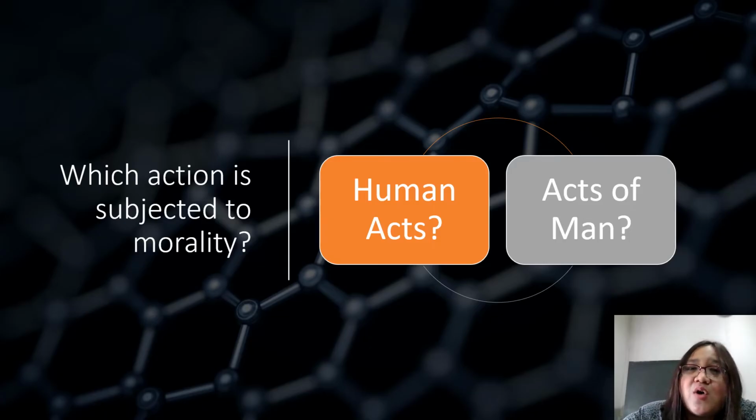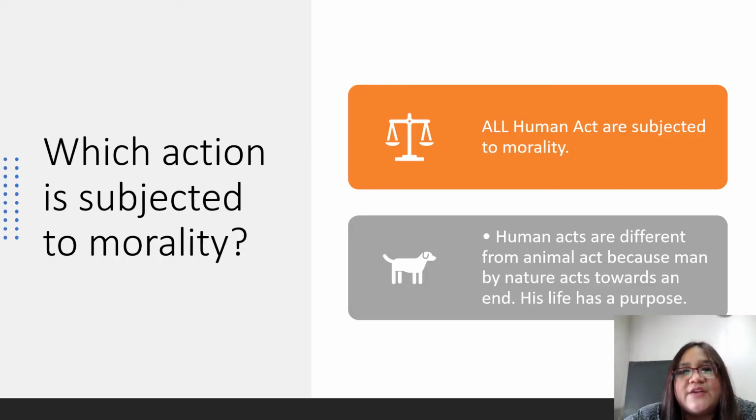So if you can recall our earlier discussion, which actions are subject to morality? Human acts or acts of man? If you remember, human acts are voluntary. Therefore, all human acts are subject to morality because it is a conscious effort to do things. It is freely willed.